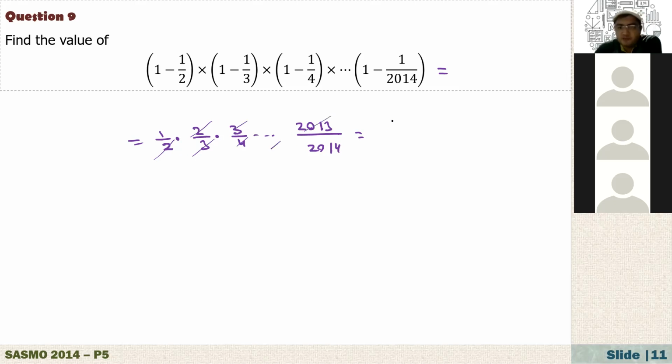So what is left here? The first numerator and the last denominator. 2014. Okay? Yes. Good.